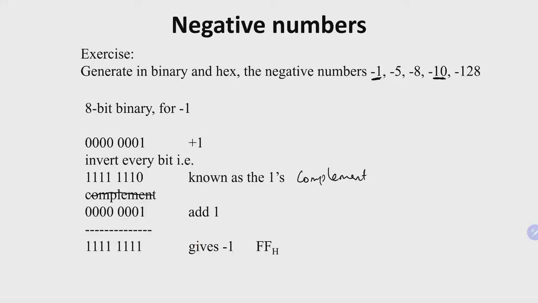In hexa, we can convert this every 4 bits. So 4 ones is 15. 15 in hexa will be the symbol F. So this will be FF. Okay, so a -1 in two's complement representation: we start off with a positive 1, invert every bit, add 1, and that gives us our -1 in binary.